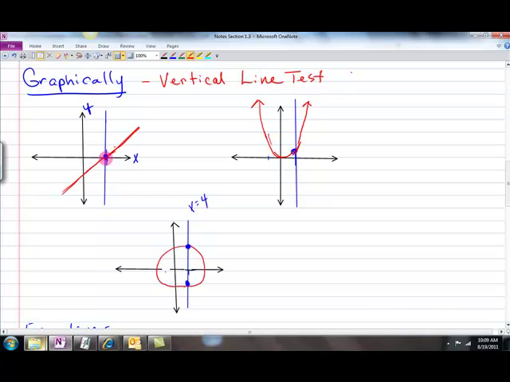If it hits it exactly one time, it is a function. So here, here, but what happens here? It hits it here and here. This one is not a function. The other two are.